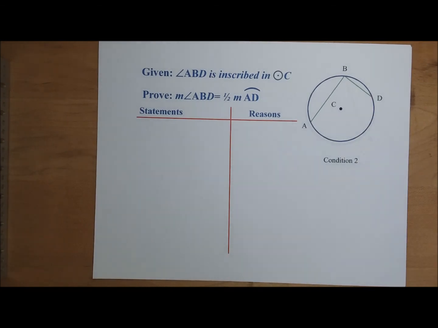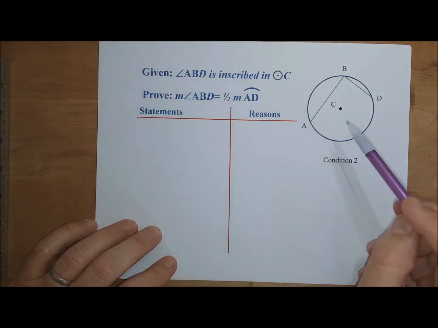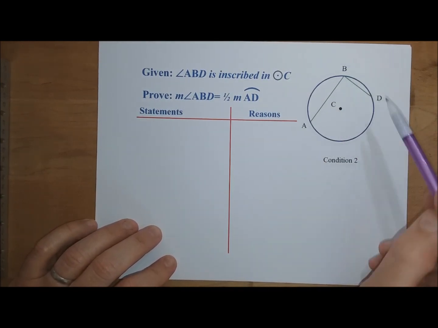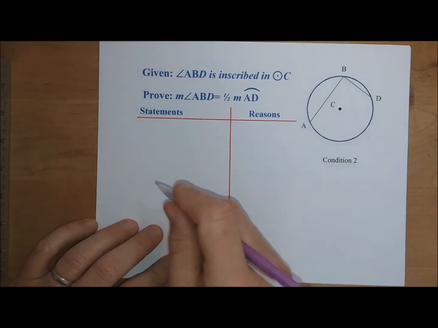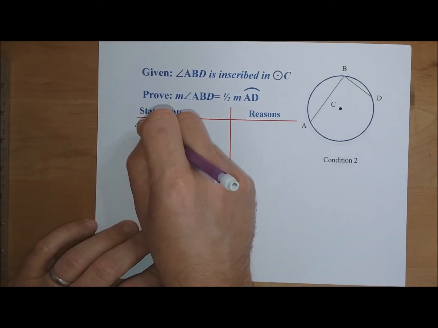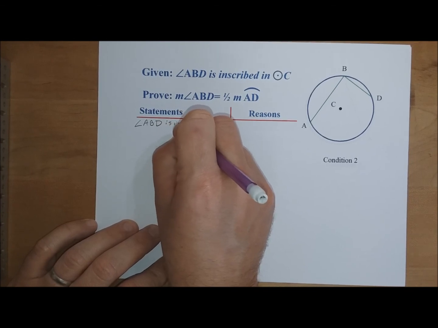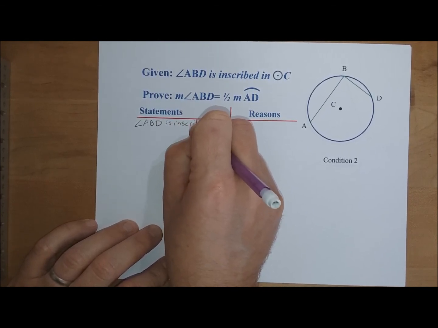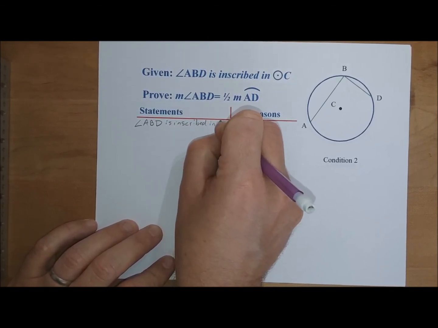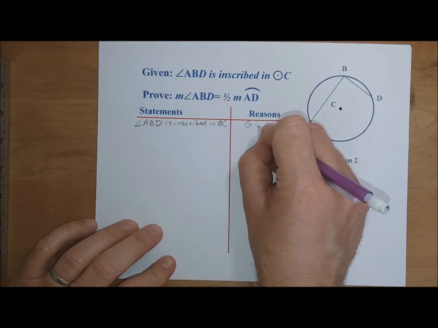All right, now that we've proven condition 1, we can use it to prove conditions 2 and 3. Here's what that's going to look like. If we're looking at condition 2 here, given that we have angle ABD inscribed in circle C, let's go ahead and just state that. That's our given information. Angle ABD is inscribed in circle C. That's our given.